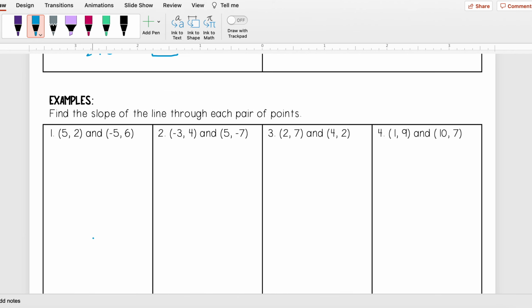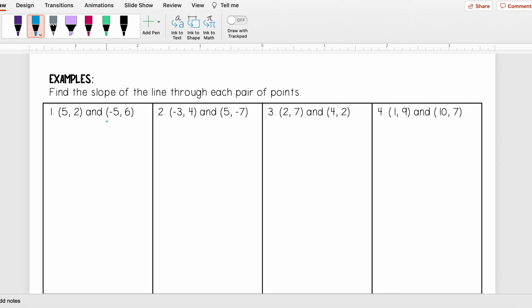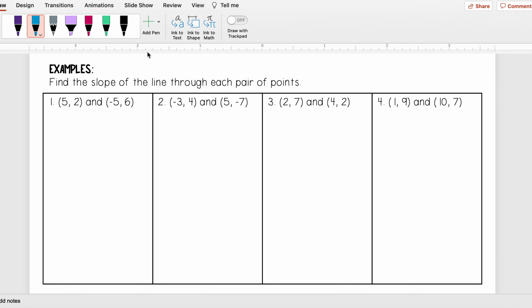Okay, let's do another example. Let's say I'm going to find the slope between 5, 2 and -5, 6. So my first step is I'm going to go ahead and label them x1, y1, x2, y2. And so I have my formula. And now I'm going to go ahead and plug in my points. So y2 I have as 6 minus y1, which is 2. So I'm just subtracting the y's. And then I'm going to subtract my x's. So I have x2, which is -5, minus x1, which is 5.